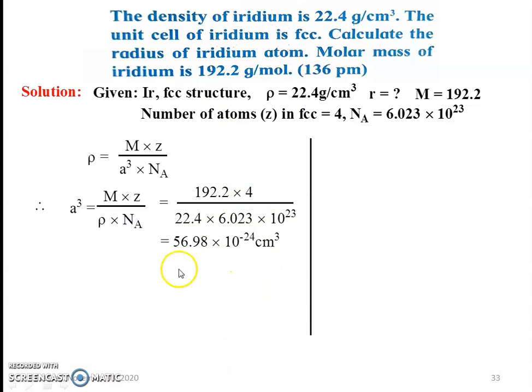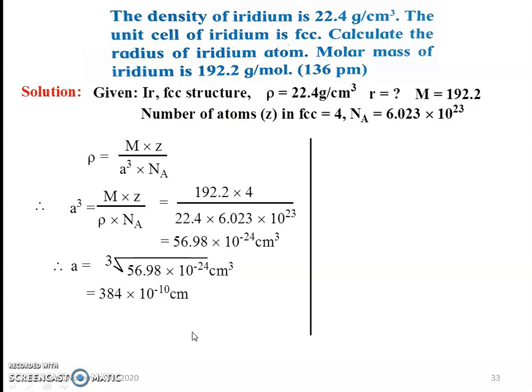When we solve this, it comes 56.98 into 10 raised to minus 24 cubic centimeter. Actually, density is given in cubic centimeter, and therefore this volume will come in cubic centimeter. Therefore a, that is edge length, is equal to cube root of 56.98 into 10 raised to minus 24 centimeter cube. So after solving this, we get 384 into 10 raised to minus 10 centimeter.